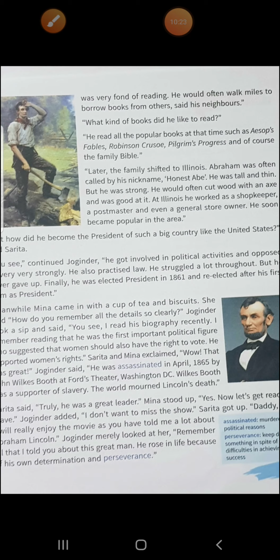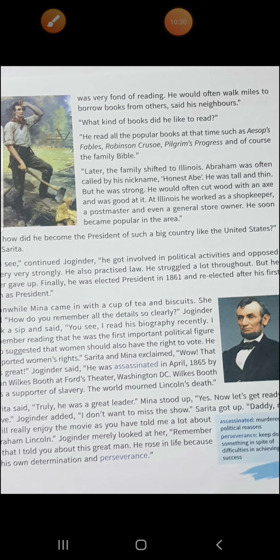He would often cut wood with an axe. You know, it takes a lot of hard work. It takes strength to cut wood with an axe. He was very good at it. This shows that he was very strong.